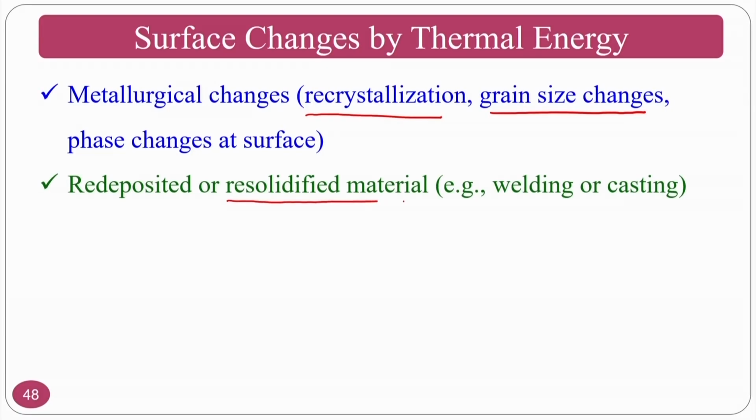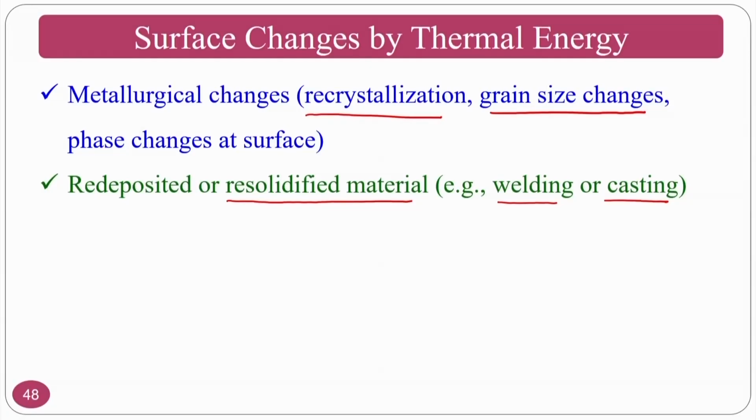Redeposition or resolidified material, like welding or casting. Redeposited or resolidified material means it is because of the thermal energy. If I want to do a casting process, you just have to melt the material, cast it and redeposit it, normally in an EDM process. Because of the spark melting and evaporation, the material may not be removed completely, so what is there in the surroundings will redeposit. Okay, that is because of the thermal energy in the electric discharge machining process.